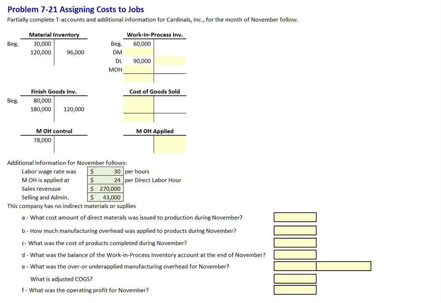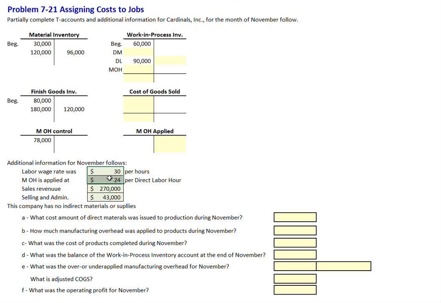In this video, we're going to walk through problem 7-21, assigning cost to jobs. We're given some partially completed T accounts and some additional information for Cardinals Inc. for the month of November. So we're given balances for materials inventory, work in process, finished goods, cost of goods sold. We've got our overhead control and our overhead applied account.